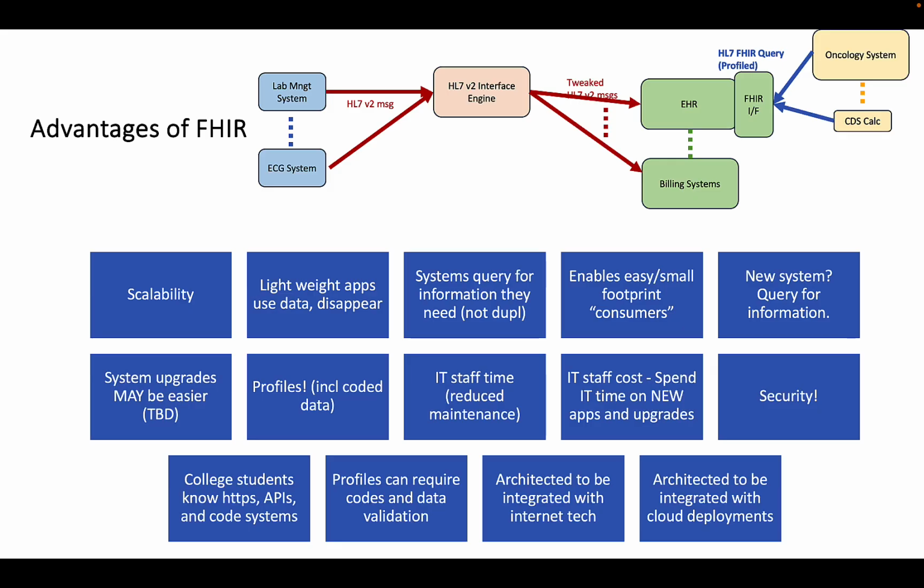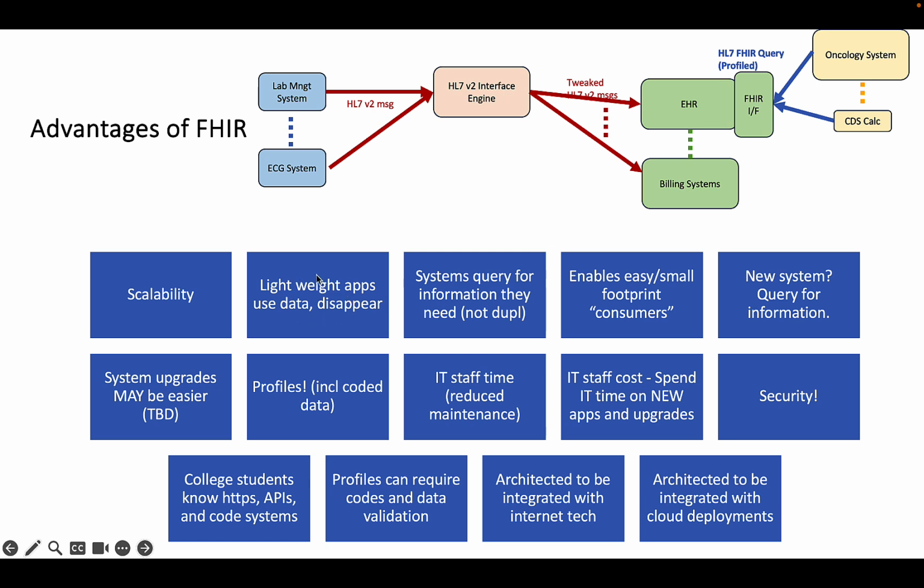All right, let's go through some advantages of HL7 FHIR. Scalable. We're trying to get away from this end-to-end relationship. And as we have more of these systems that are over here in our yellow column, these queries are much easier to maintain, and there's no databases to back up. Think about that CDS calculator example. Lightweight apps. They use the data and then disappear. That is the CDS calculator example.